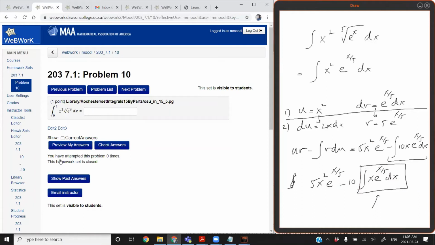And the one that I put inside a frame can be done by another integration by parts, where you take u to be x and you take dv to be e to the power of x over 5. Make sense? Yeah, I understand. Thank you. Sure.